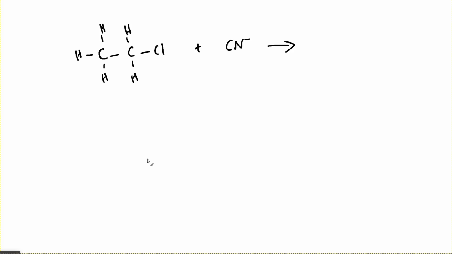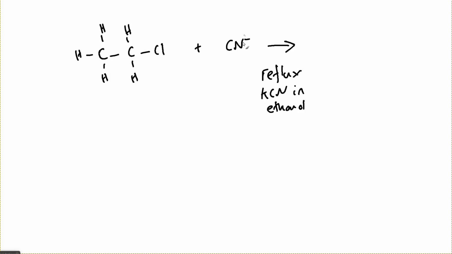Okay, another reaction that halogenoalkanes will undergo is the reaction with cyanide ions, CN-. So generally here, for these reaction conditions, we would probably reflux the reaction mixture. So reflux the halogenoalkane with, for example, potassium cyanide in ethanol.